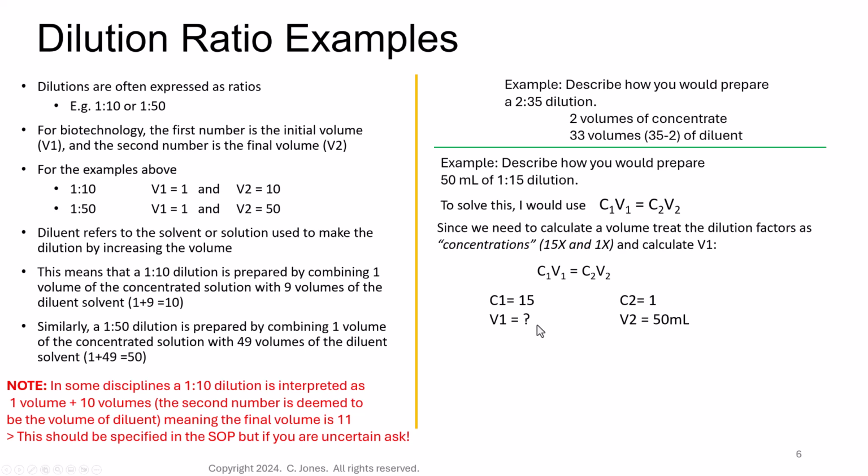And so we're solving for V1, because we want to prepare 50 mils. Prepare means this is our final volume. We just plug the numbers in, and we have 15 times V1 equals 1 times 50. So we solve for V1, divide both sides by 15, and we get a value of 3.3 mils, assuming that this is 2 significant figures.